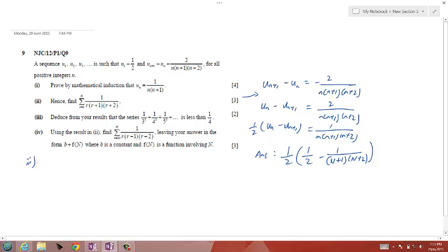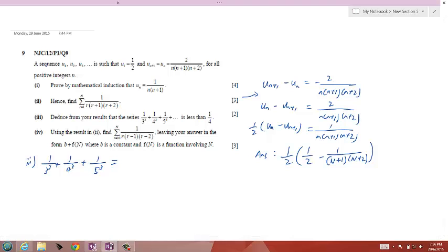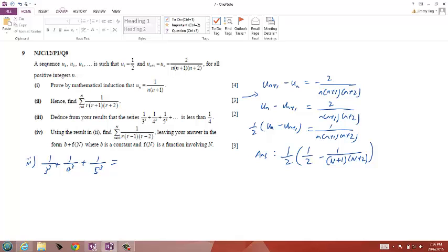Okay, so for part 3, can I continue? For part 3, they ask you to deduce 1 over 3 cubed plus 1 over 4 cubed plus 1 over 5 cubed, right? You try to compare between this one and the top one. So what is 1 over 3 cubed plus 1 over 4 cubed plus 1 over 5 cubed? If you express it in terms of summation, what will you get? There's a plus dot dot here.